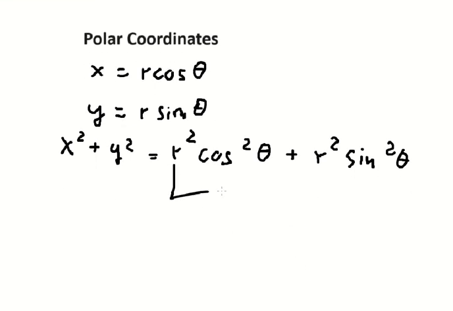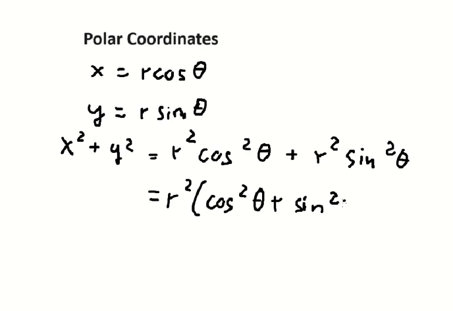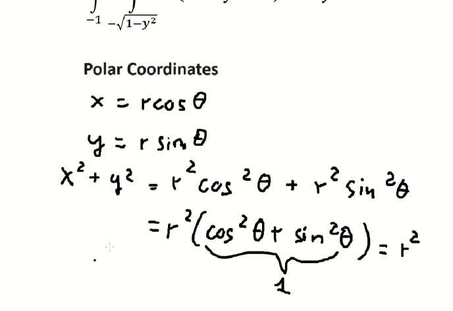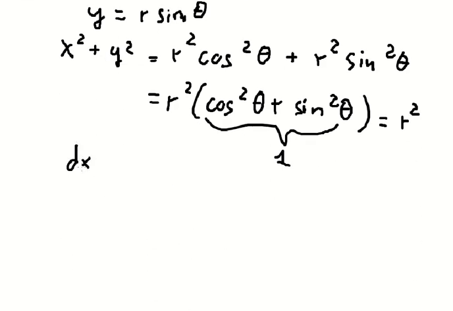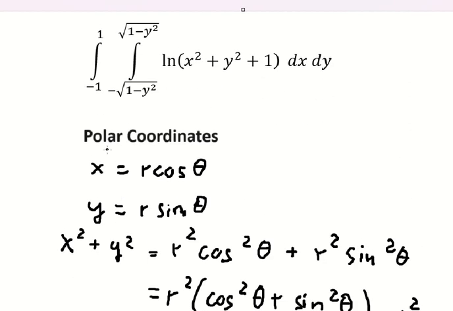And we can see that this one and this one we can do factorization. And this one equals number 1. So we simplify, that is r squared. And dx dy, we need to change to r dr d theta. And now we need to consider the bounds. So this one, that is for dx.